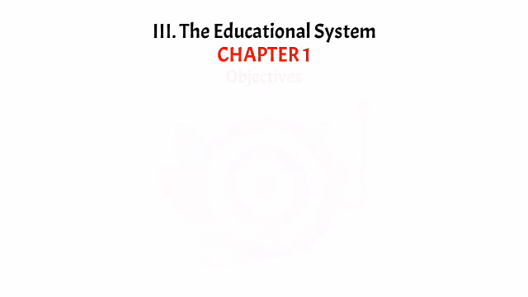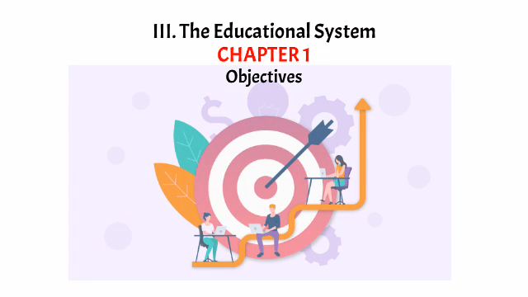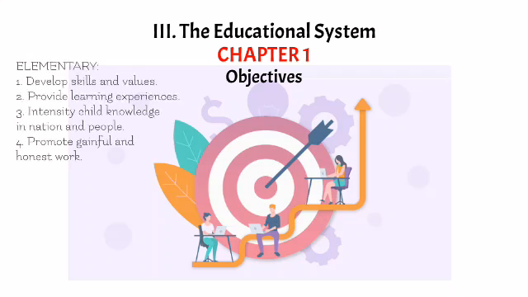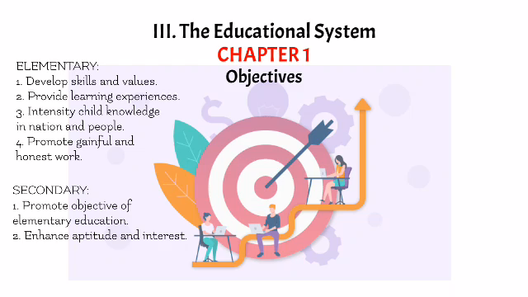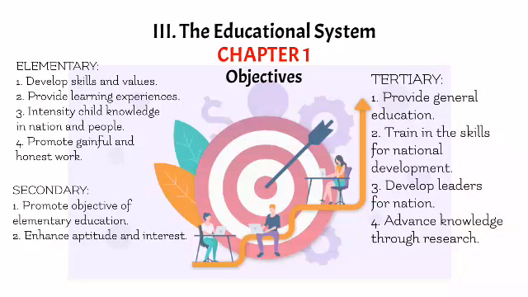Okay, let's talk about the objectives of every stage. First is the elementary. Develop skills and values. Provide learning experiences. Intensify child knowledge in nation and people. Promote gainful and honest work. For secondary, promote objective of elementary education. Enhance aptitude and interest. For tertiary, provide general education. Train in the skills for national development. Develop leaders for nation. Advance knowledge through research.